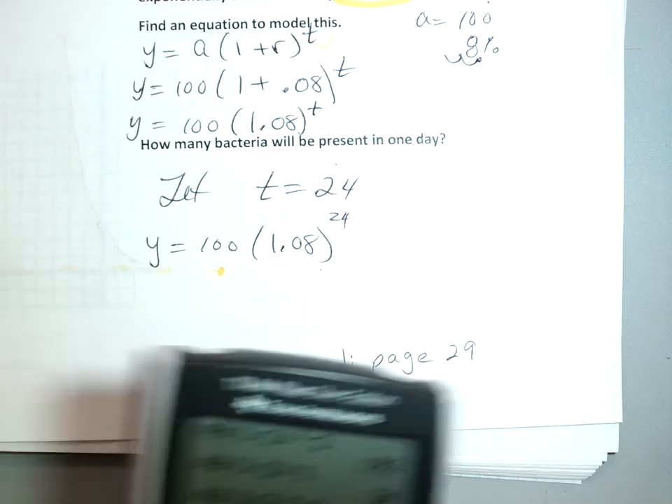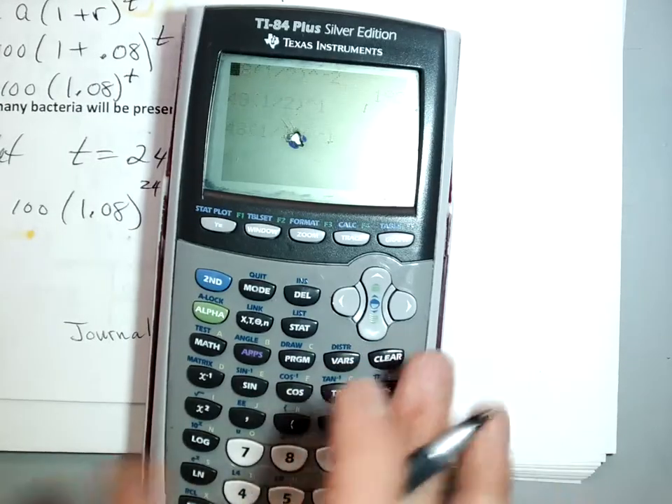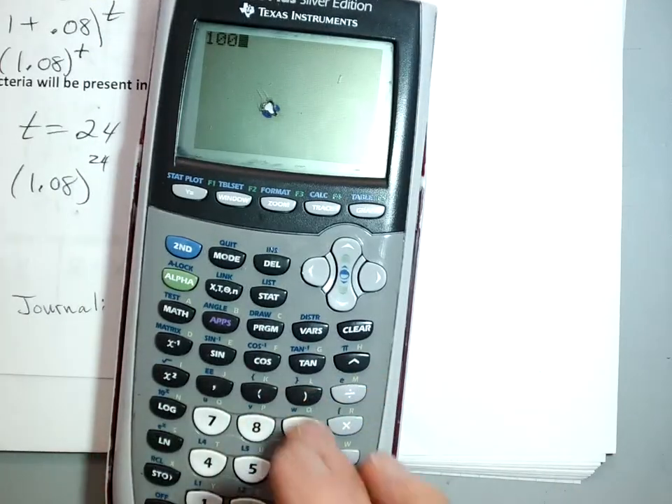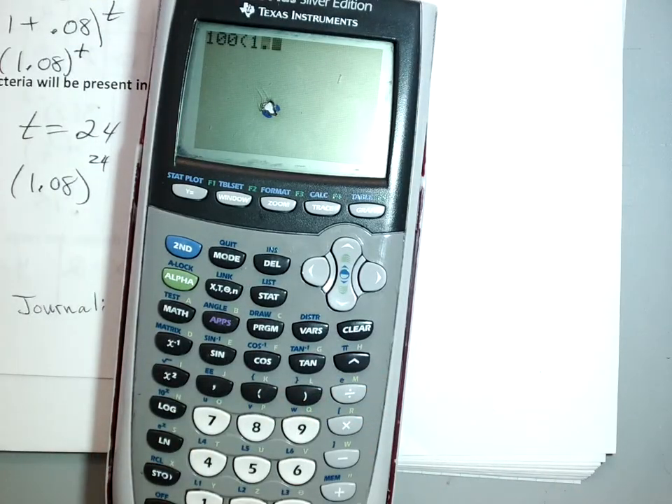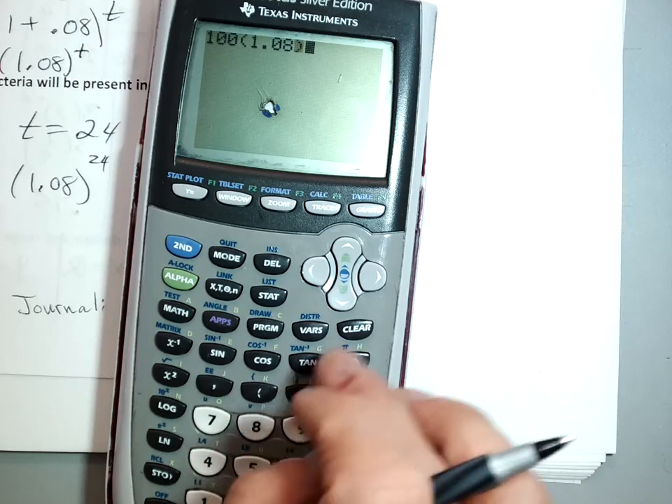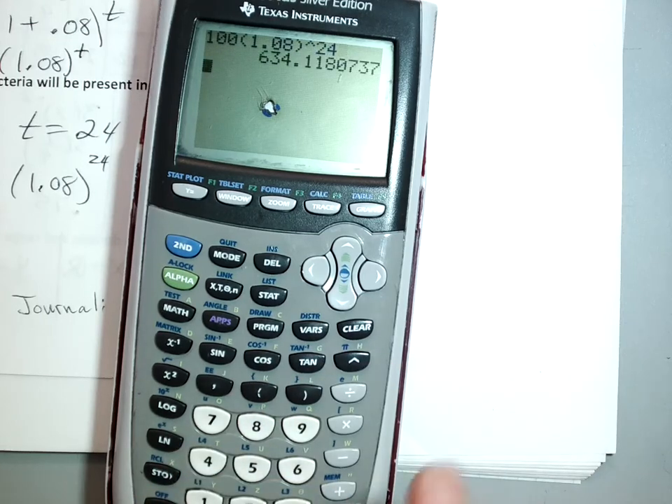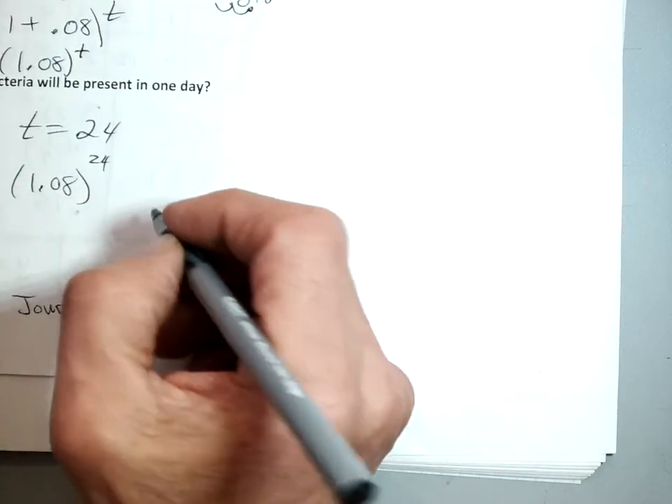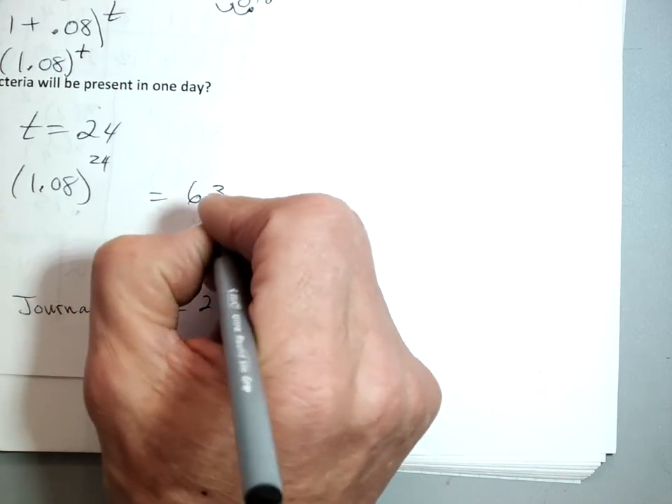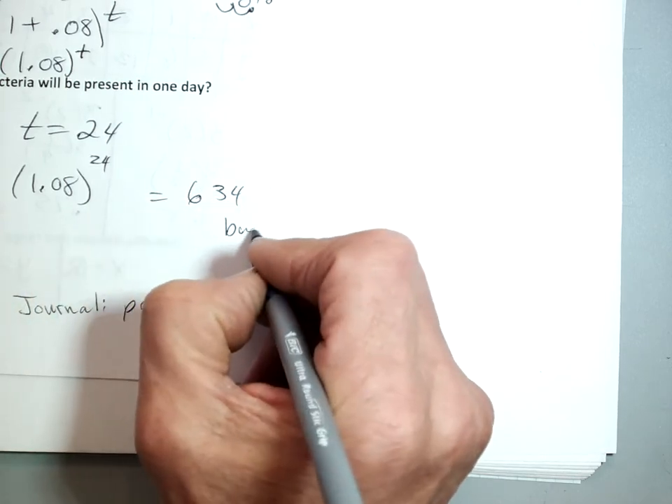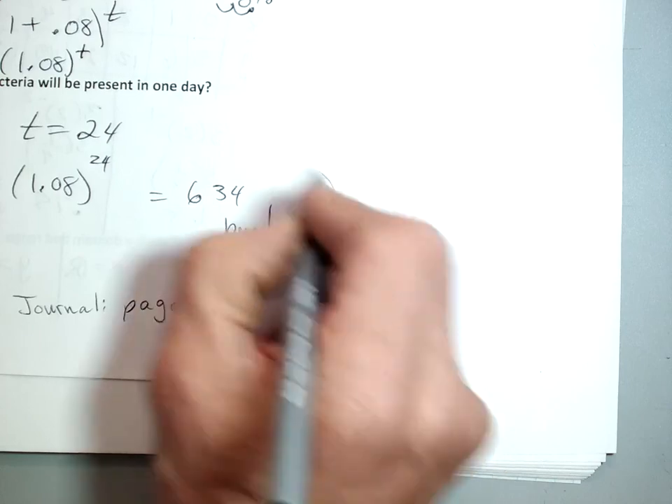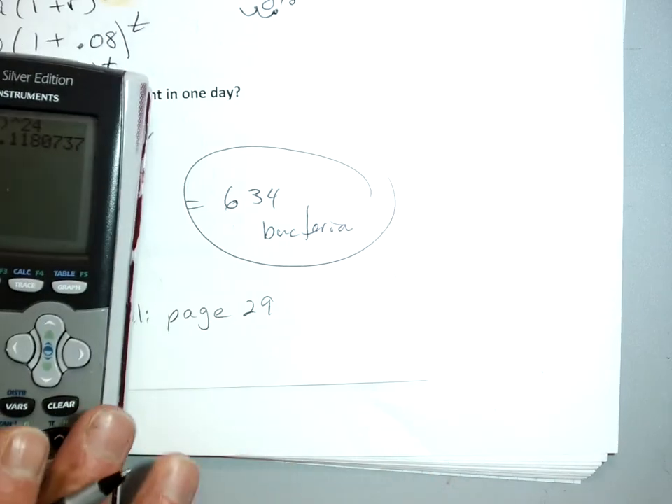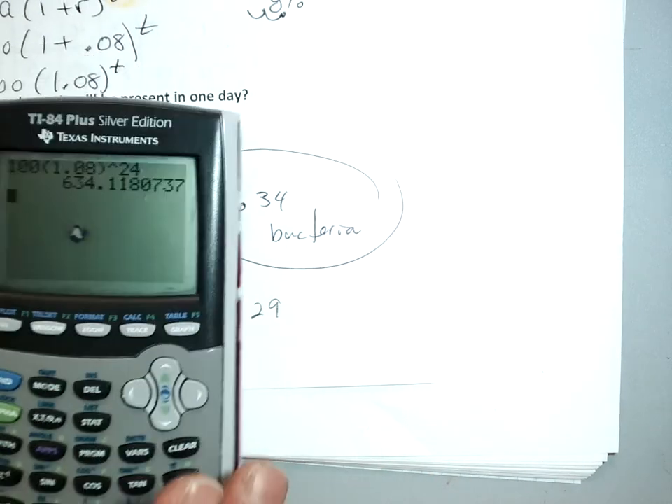Have to. So I'm going to go, all right, clear. I'm going to go 100 times 1.08 to the 24th power. And I get an answer about 634. And that's bacteria. Okay, and I didn't use any decimals because we're talking about number of bacteria, so I rounded it off to the nearest whole.